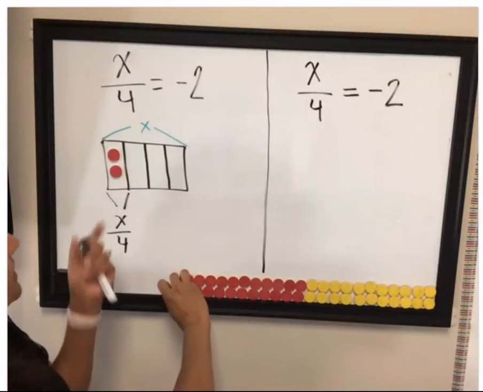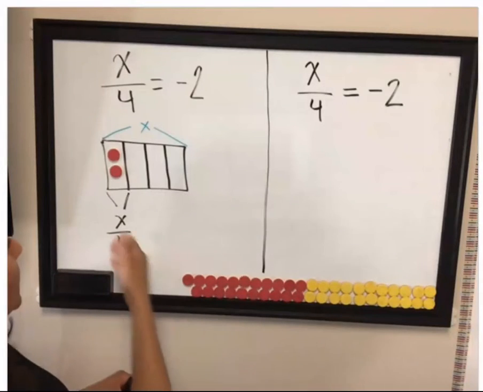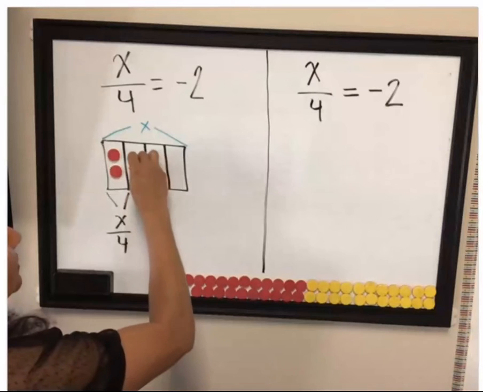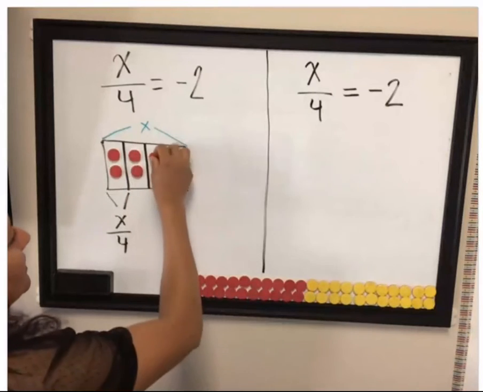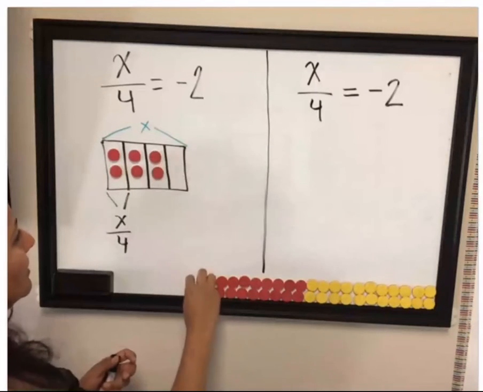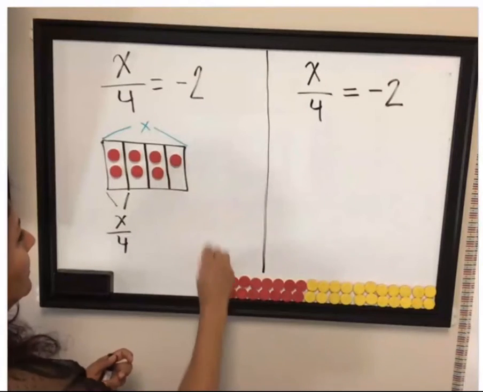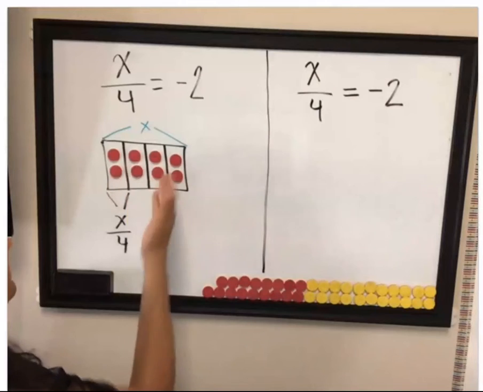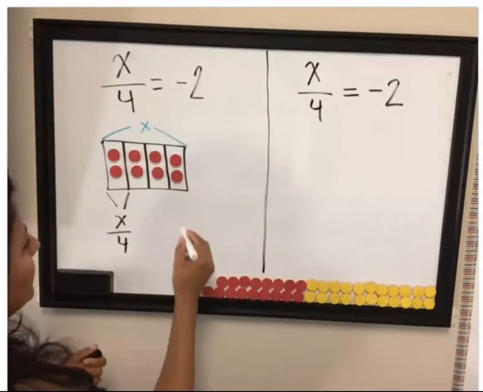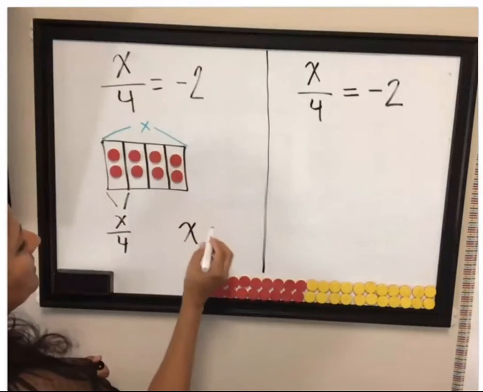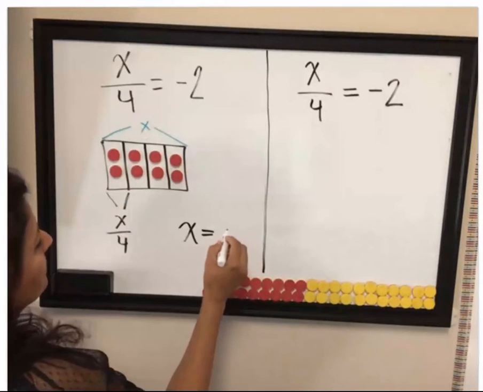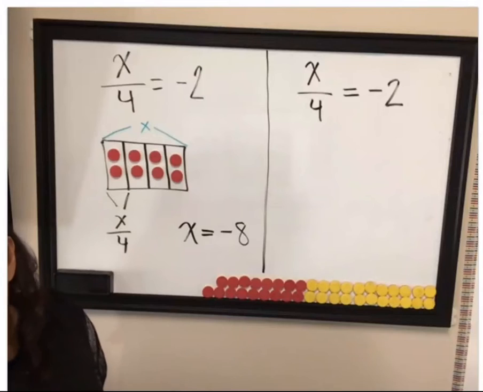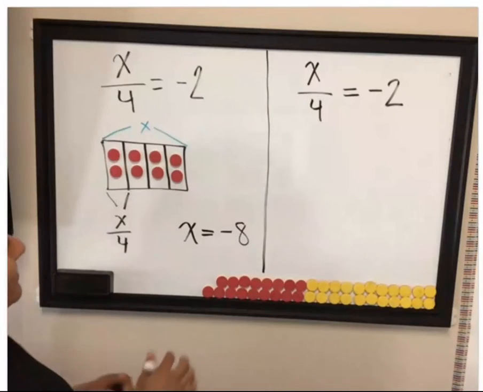Well, we divided each section equally into fourths, and if 1/4 of it has 2 pieces, then every single fourth is going to have 2 pieces in there. Therefore, that means that I have 4 sections and each one has 2 negatives. That means that x, right, here's our x, is going to be equal to -8. I have 8 negative pieces altogether inside that box.